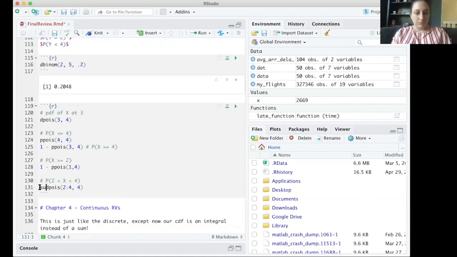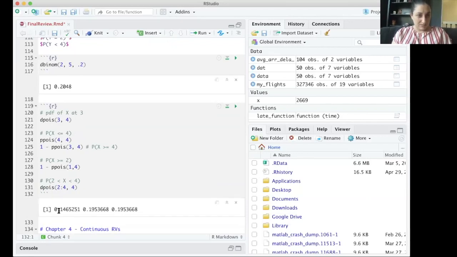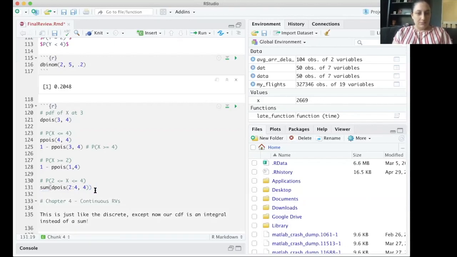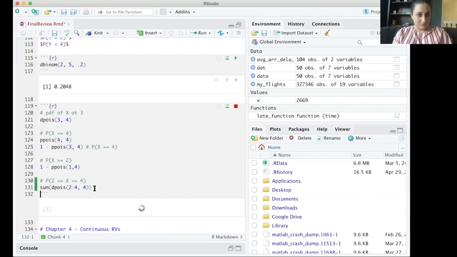So this is the probability that it's equal to 2. This is the probability it's equal to 3. This is the probability it's equal to 4. Let me throw in some equals to. So if I want to find this probability, I take the sum.